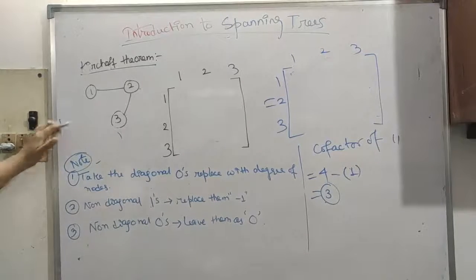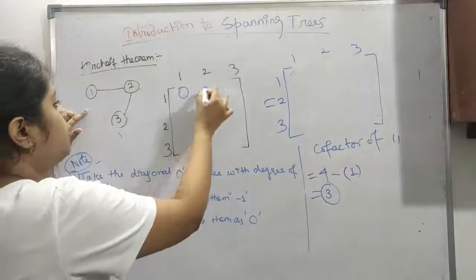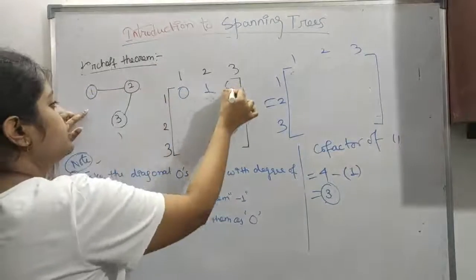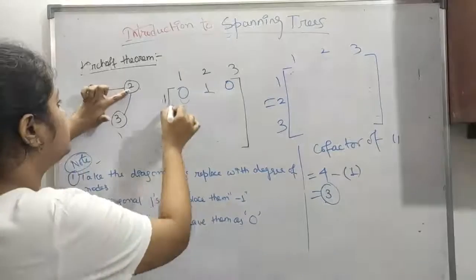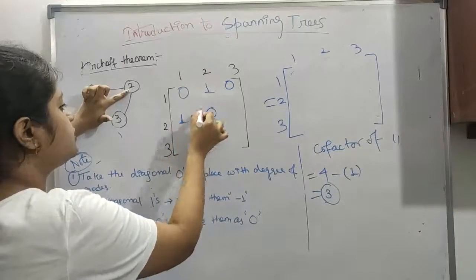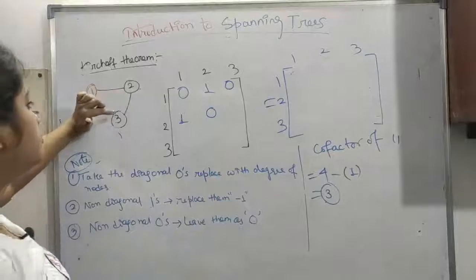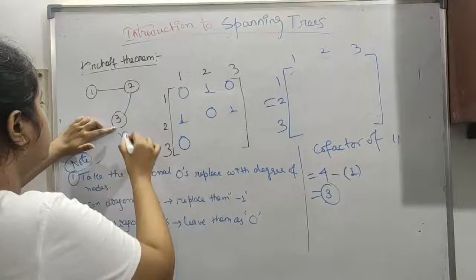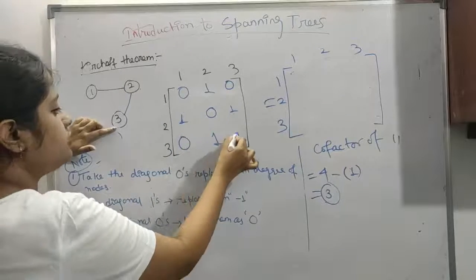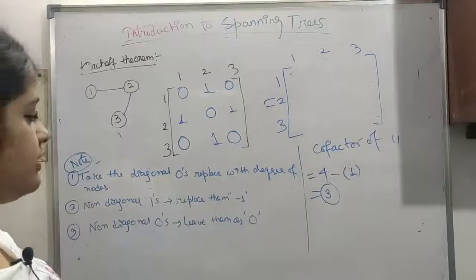So now first, 1 to 1 will be 0, 1 to 2 is 1, 1 to 3 is again 0 because no edge is present here. So now 2 to 1 is 1, 2 to 2 is 0, no self loop is present anywhere, 2 to 3 is present. So now 3 to 1 is 0, 3 to 2 is present, and 3 to 3 will be 0 because no self loop is present.